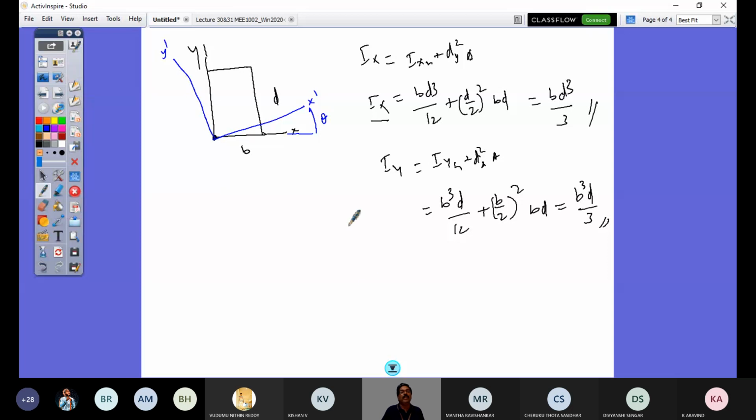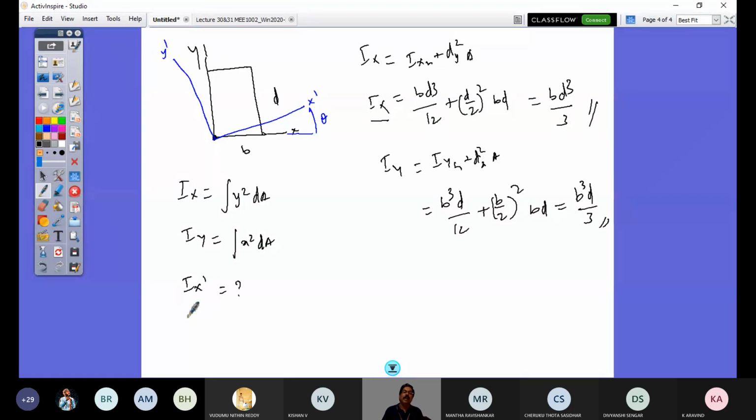Or I know the definition of Ix. Ix is integral y squared dA. Iy is integral x squared dA. But now what is my Ix dash and what is my Iy dash? And I know here my Ixy is simply integral xy dA, which we just derived some time back.